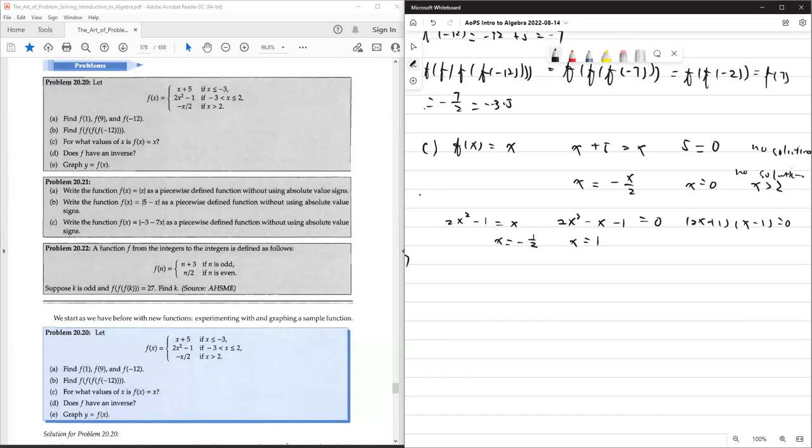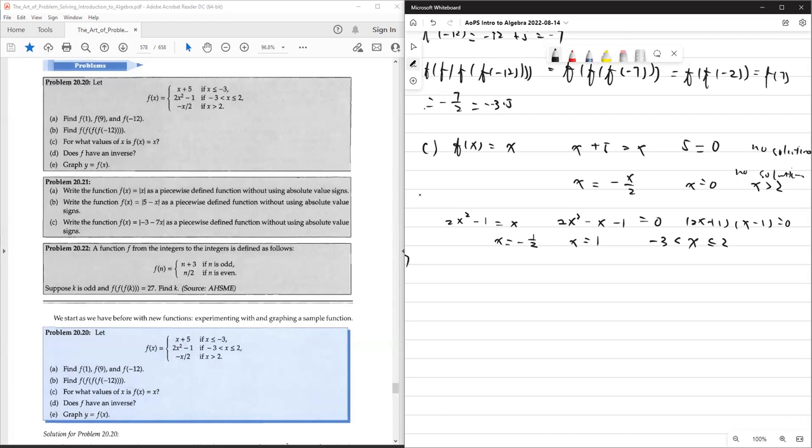We plug it back in. If we have 1, you have 2 minus 1 minus 1 equals to 0. For negative 1/2, we have 2 multiplied by 1/4 is 1/2. 1/2 plus 1/2 minus 1 gives you 0. Both solutions work. It appears, however, x also has to be between this range. Let's see if it is. Both numbers fall into this range. So for when x equals to negative 1/2 or x equals to 1, f of x equals to x.